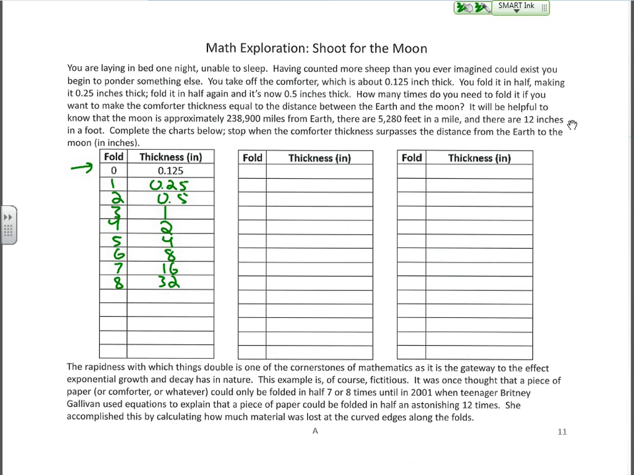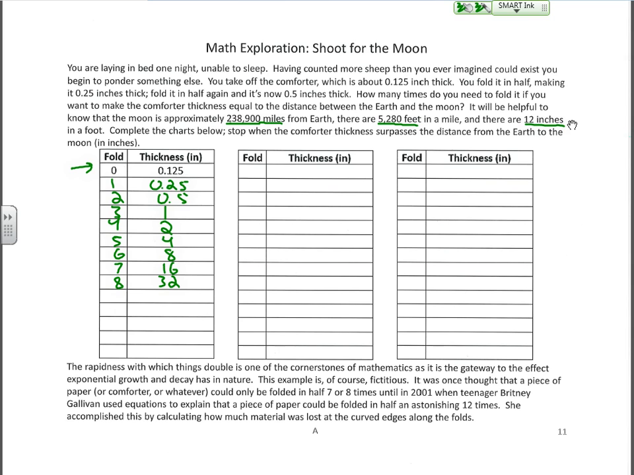How long will it take, if it doubles each time, to get to the thickness from the Earth to the moon? And so I give you the necessary values to convert the distance from the Earth to the moon in inches. The moon is 238,900 miles from Earth. There are 5,280 feet in a mile, and there are 12 inches in a foot. So with those numbers, you can convert miles to inches and figure out how far that distance is.